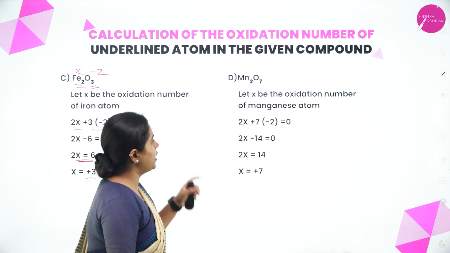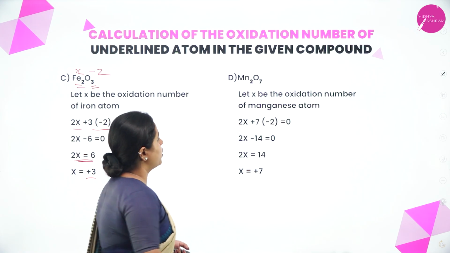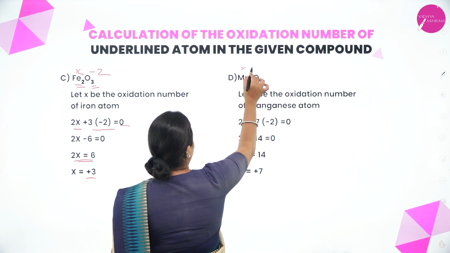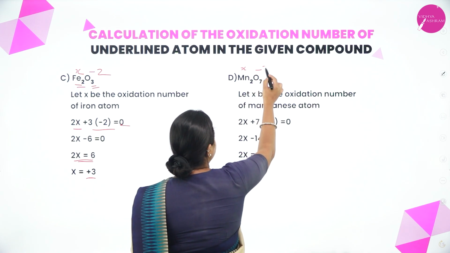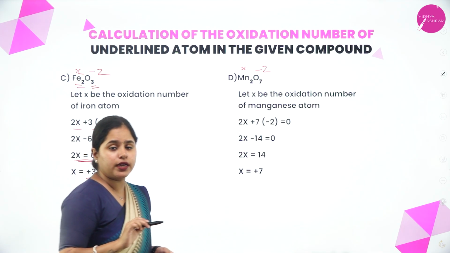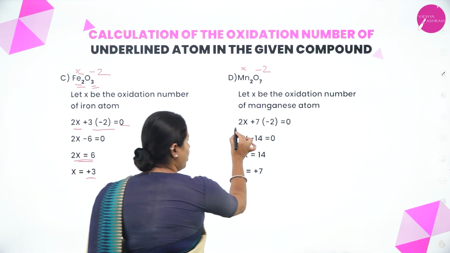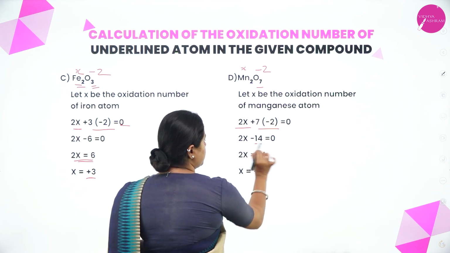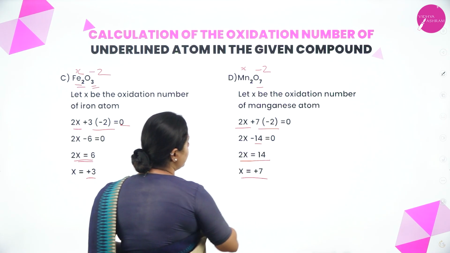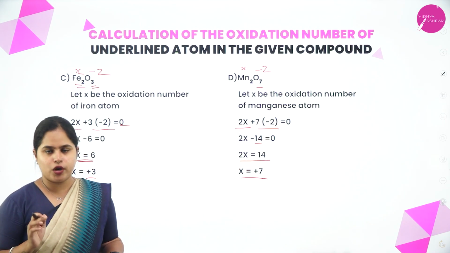Now moving on to this one, Mn2O7. So here also, I don't know what is the oxidation number. So we keep it as X. For oxygen, it is -2. So how many atoms of manganese are there? There are 2. So 2X plus 7 into -2, right? So 7 into -2 is -14. 2X will be equal to 14. X is equal to +7. So I hope it is clear.